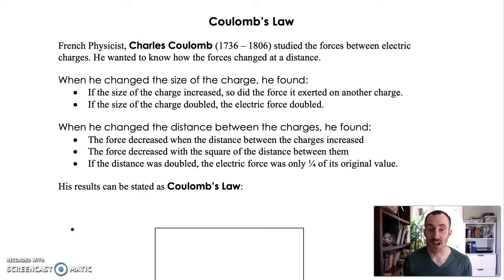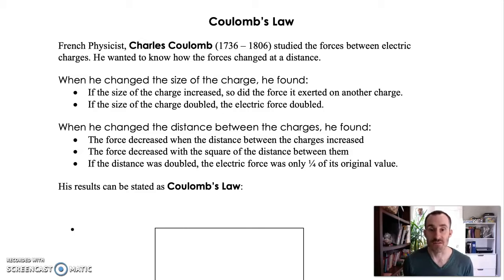So in the late 1700s, Charles Coulomb was studying force between charges. And he figured out a whole bunch of different things through experiment. He found out that as he increased the size of the charge on the two charges that he was working with, the force between them also increased. In fact, when he doubled the total charge, the electric force doubled. So that told him that the force between two charges depends on the size of the charge, which makes sense.